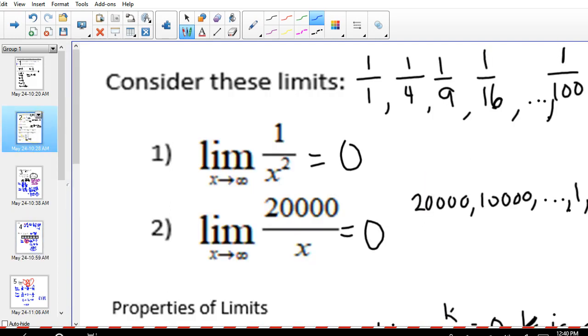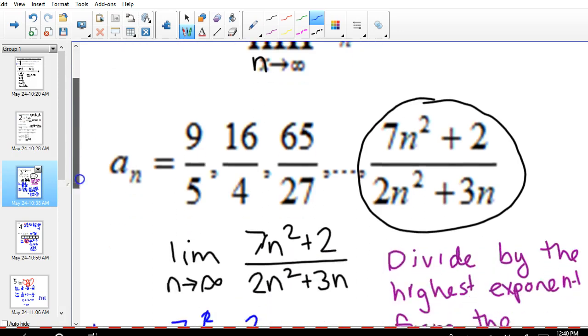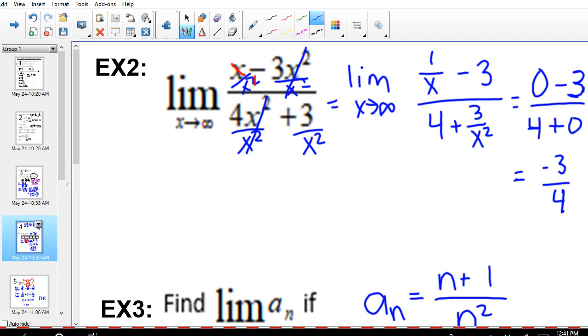Also, if we look at the ones that we did where the exponents were the same, right? I had 7n squared and 2n squared, and what did I end up getting for that one? 7 over 2, right? And then the next one that we did there, I had negative 3x squared on the top, I had 4x squared on the bottom, I ended up with negative 3 over 4. So if the exponents are the same, you're going to look at those coefficients.